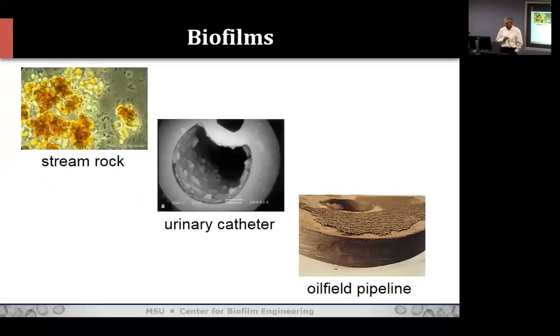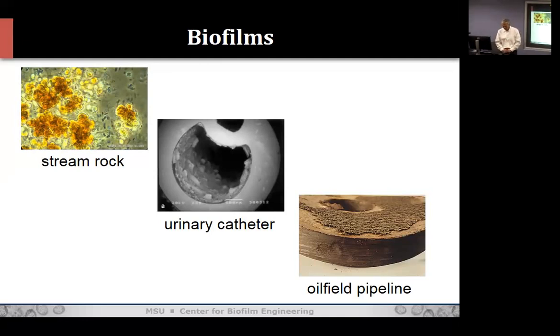So, what's a biofilm? Biofilm is microorganisms, think bacteria or yeast, that are banded together in dense aggregates, usually stuck to a wetted surface. The slippery slime on a rock in a stream is a biofilm. The deposit or encrustation that you can see on the inside of this urinary catheter is a biofilm. And the corrosion-inducing film on the inside of this oil-filled pipeline is also a biofilm.